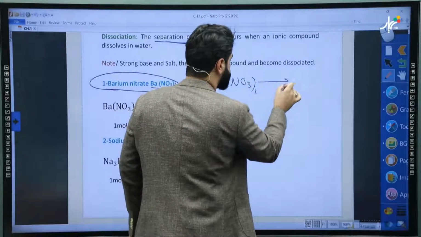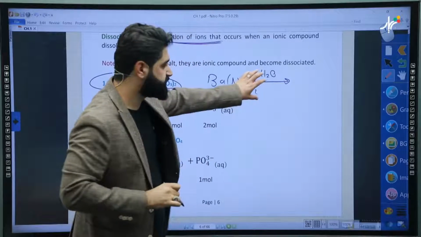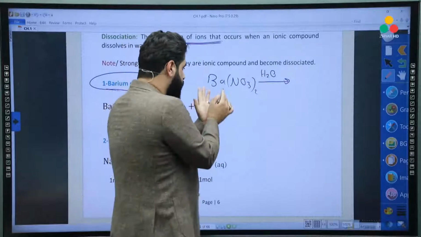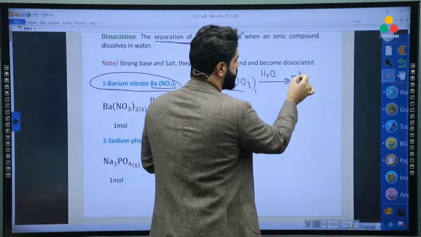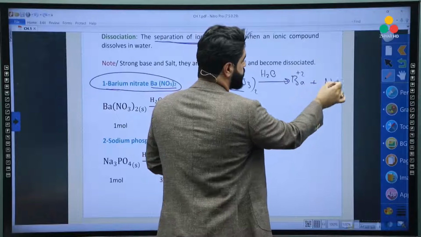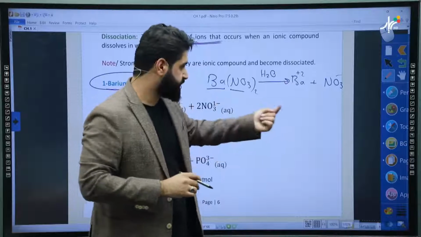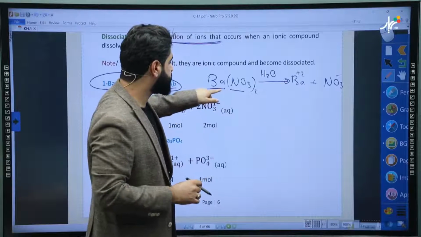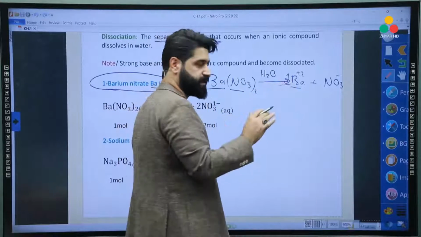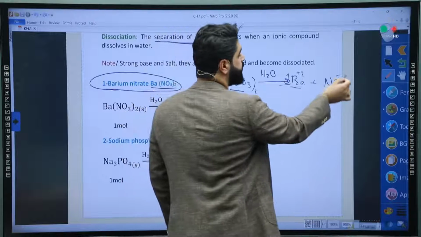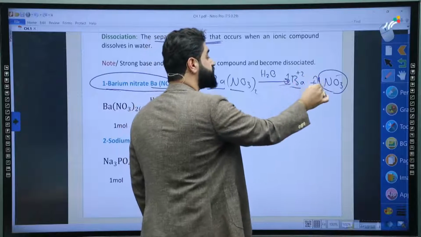During the dissociation reaction, water must be right here. We will write water here. And now we have Ba2+ plus NO3-. Then you have to balance. How many Ba atoms do you have here? 1 and 1, it's balanced. How many NO3 ions do you have? Here it's 1, but there it's 2. That's why we have to multiply by 2.